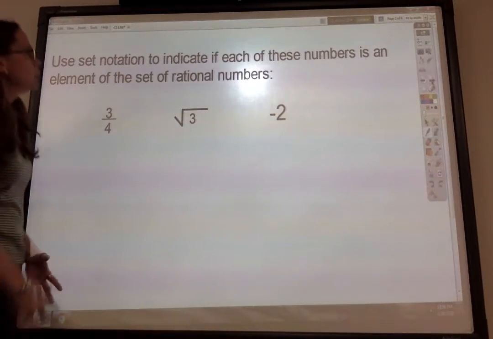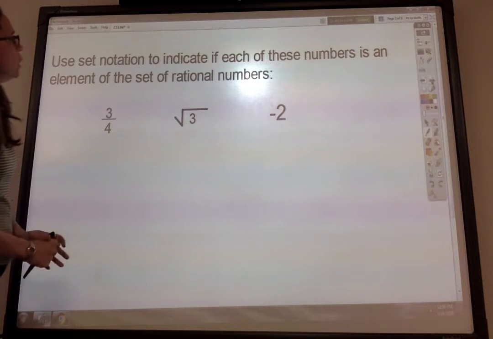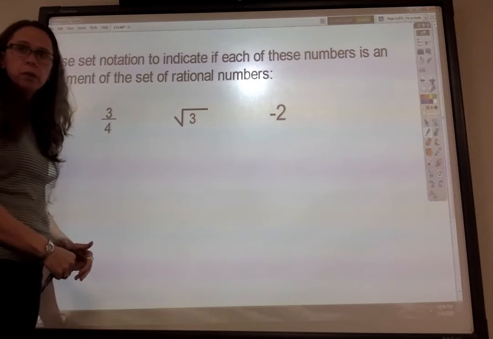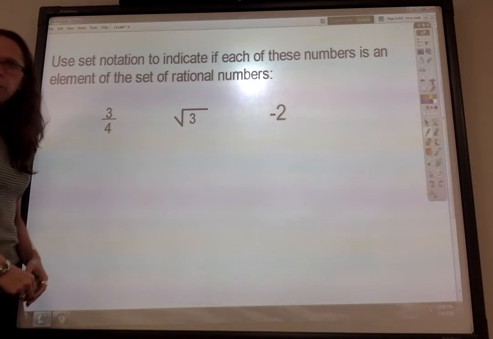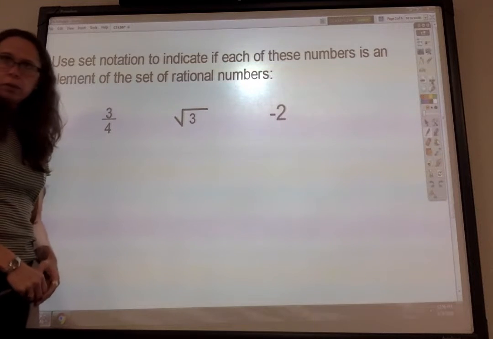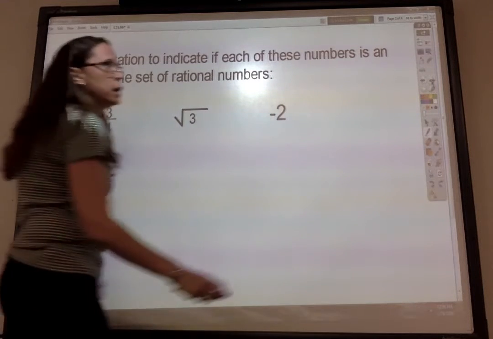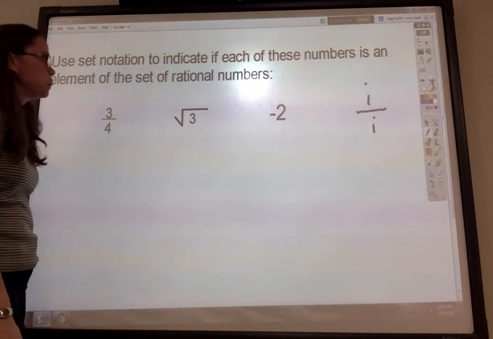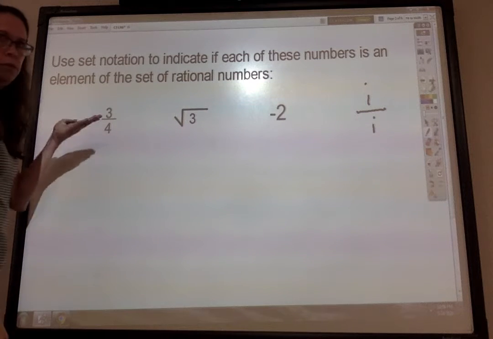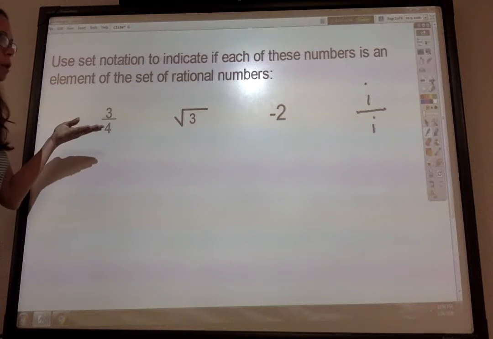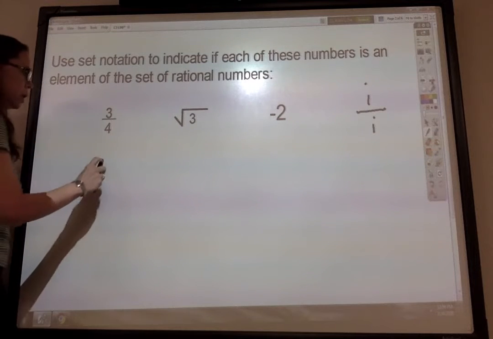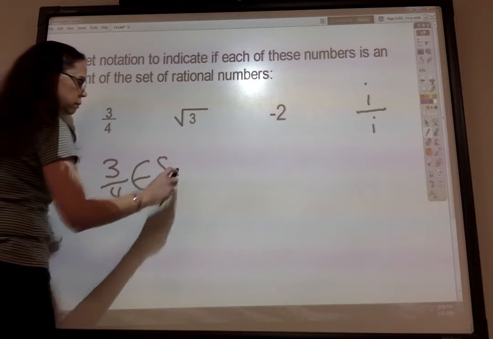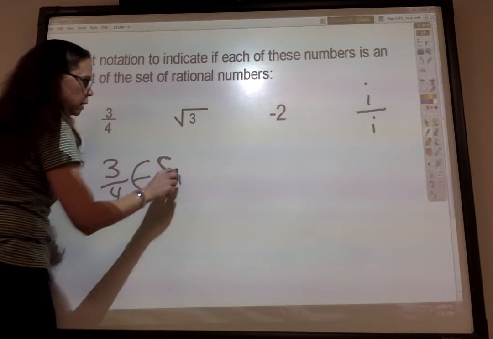Okay, now here's an example. Use set notation to indicate if each of these numbers is an element of the set of rational numbers. So let's remind ourselves what rational numbers means. Okay, rational numbers are the set of numbers that can be written as the ratio of two integers. Okay? So in our first case, we have 3/4. Well, this one's already written as a ratio, so yes, it is a rational number. So I would say 3/4 is an element of the set, it's a terrible brace, of rational numbers.